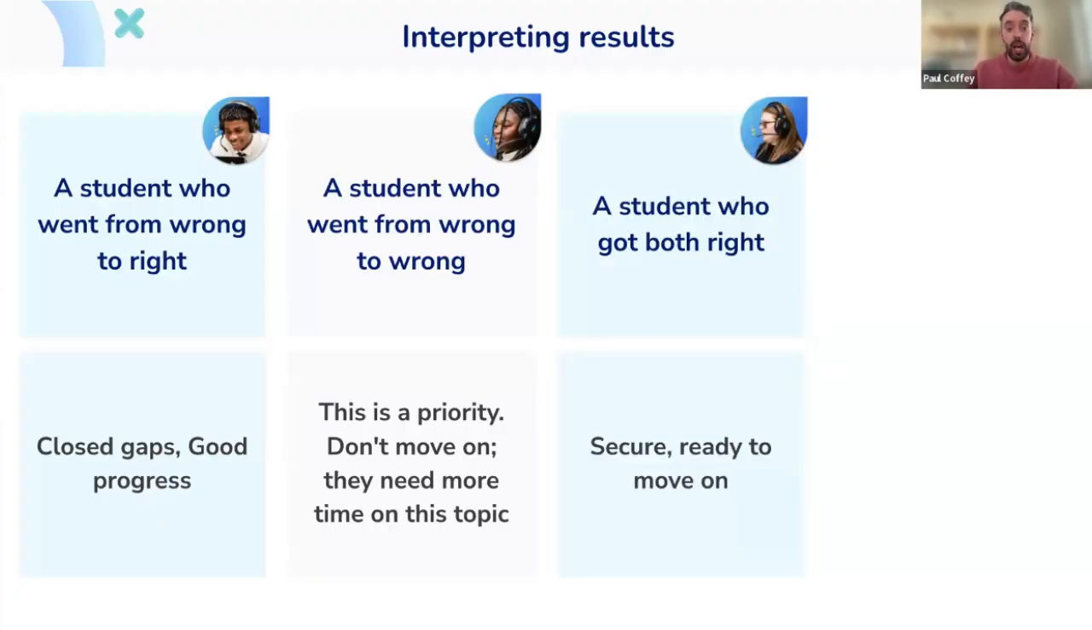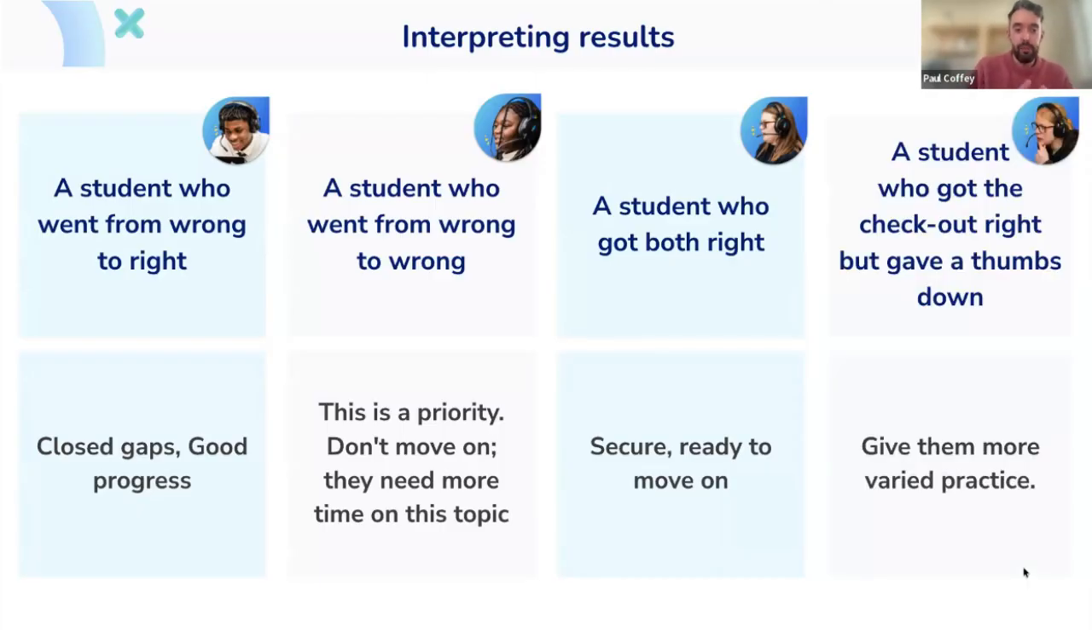A student who got the checkout right, but then gave a thumbs down in the confidence, they're going to need a bit more confidence building. So give them more varied practice. They've understood the specific question type, but they don't feel confident applying the underlying method. That's the student who's going to struggle in the exam if the question looks slightly different to what they practiced.